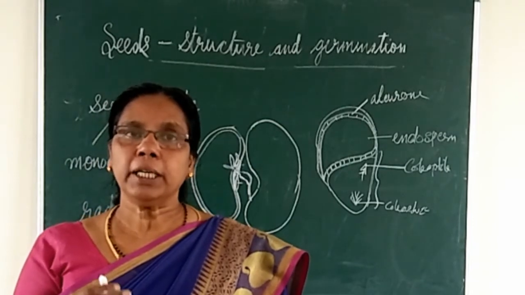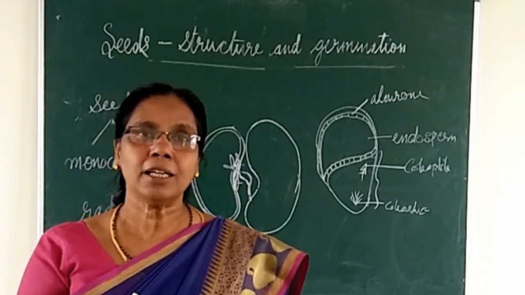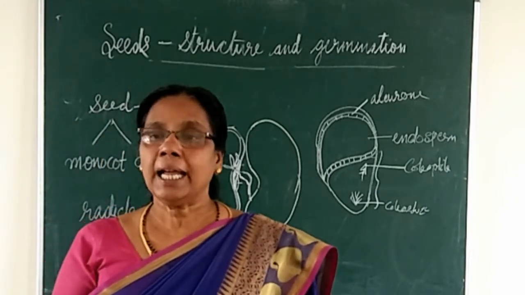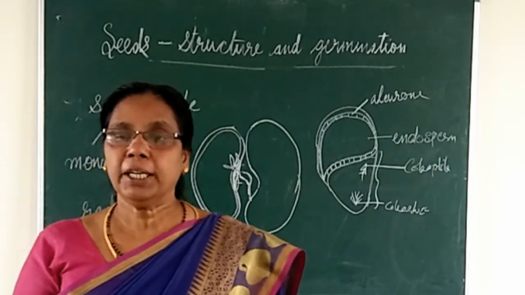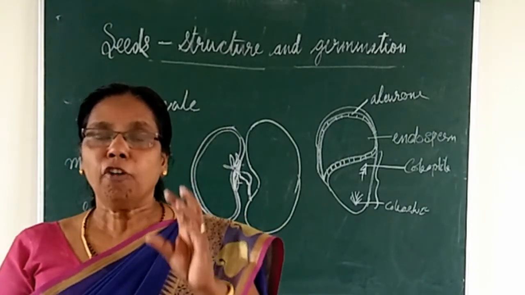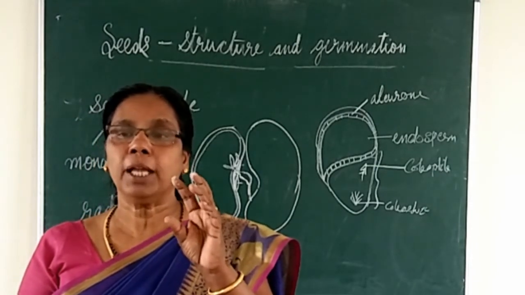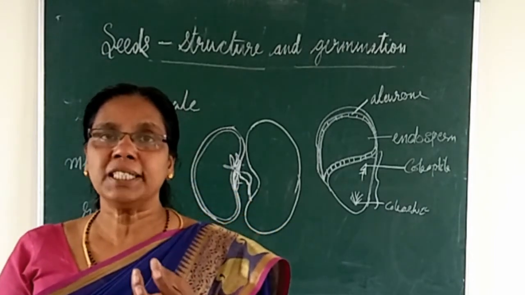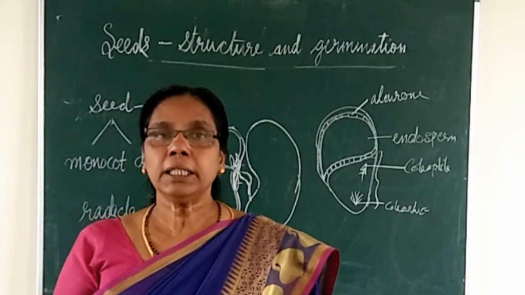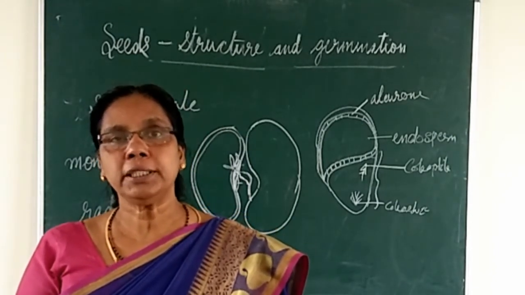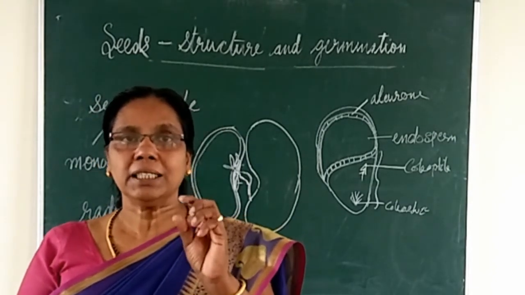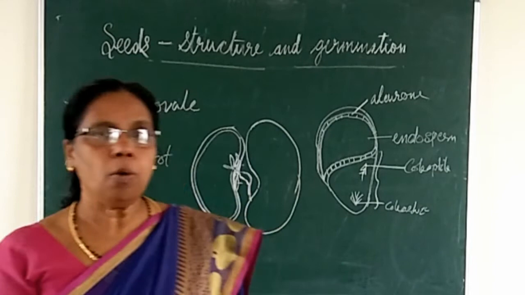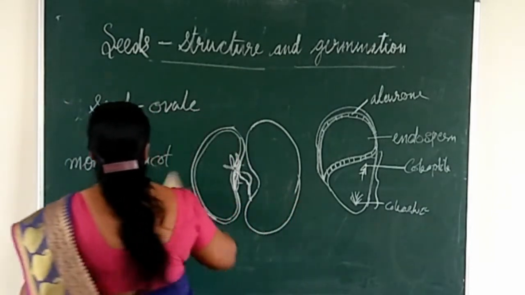When this dormant embryo gets a favorable condition, it starts to grow. The small seedling starts to grow from that seed, and that process is called what? Germination. So germination is the process of formation of a small seedling from the embryo. Now let us see what are the conditions necessary for this germination. In order to germinate a seed, what are the three conditions necessary? First one is water.